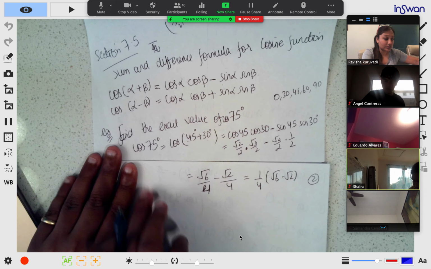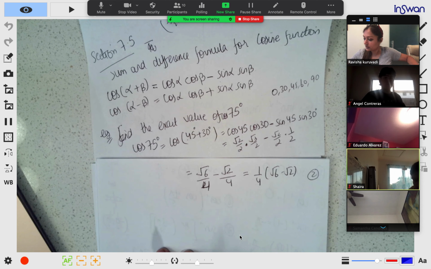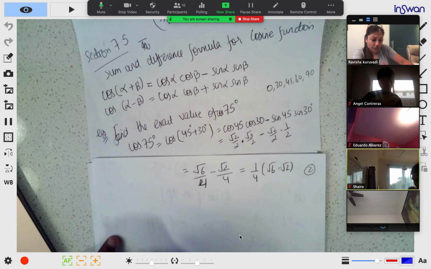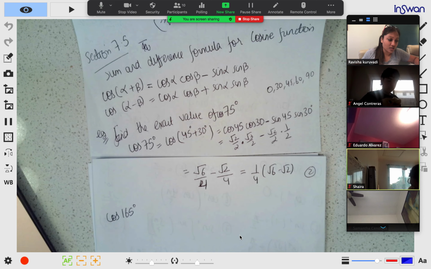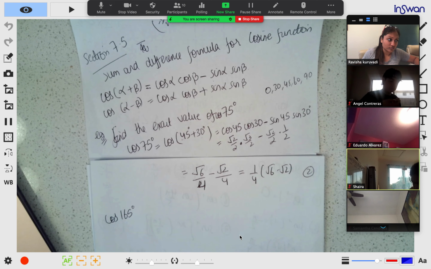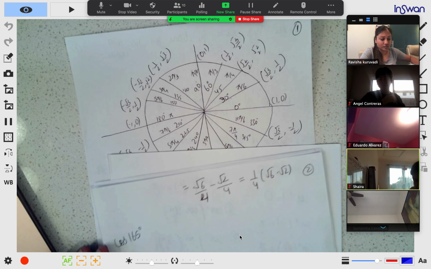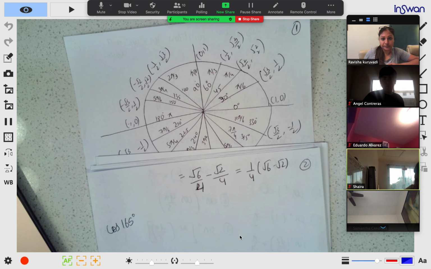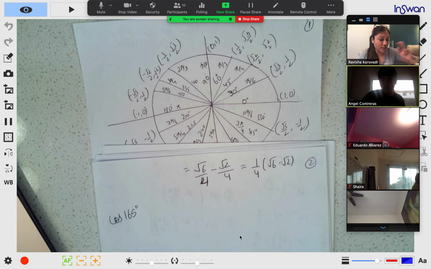Any questions, anyone? Let me see if there is an example here. So if I say find the value of cosine 165, cosine 165, what can you do? These are the values I already know. Anyone who can tell me? It could be any two angles, any two angles you already know.